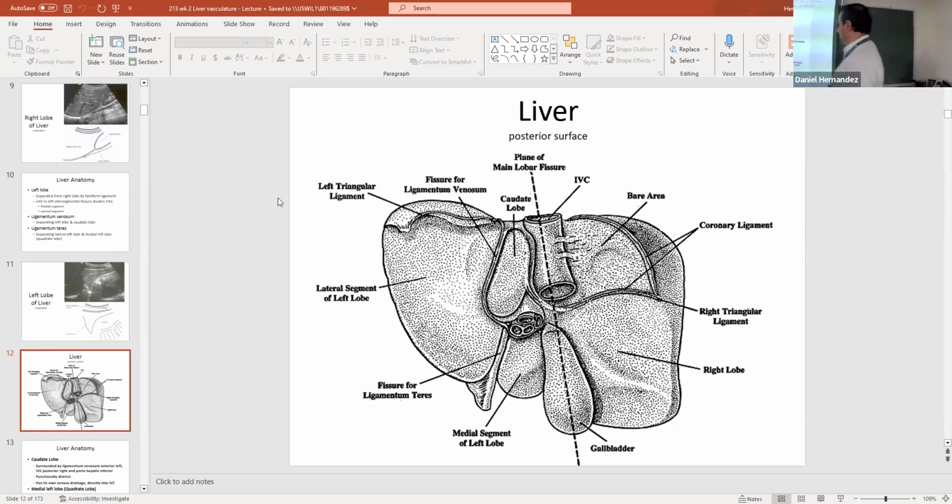So this is now a posterior view. We're looking at the liver from behind, and you can see a couple of things. Here we have the gallbladder. The gallbladder sits posterior to the right lobe, and there's a fossa, a little indentation and groove in the back of the liver where the gallbladder sits. You can see some of the vasculature, so you can see your IVC. Here you can see the caudate lobe now. So that's left lobe, right lobe.